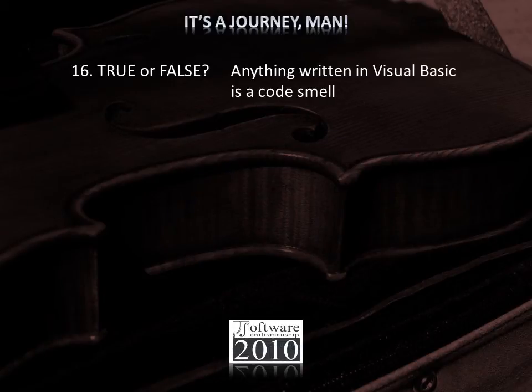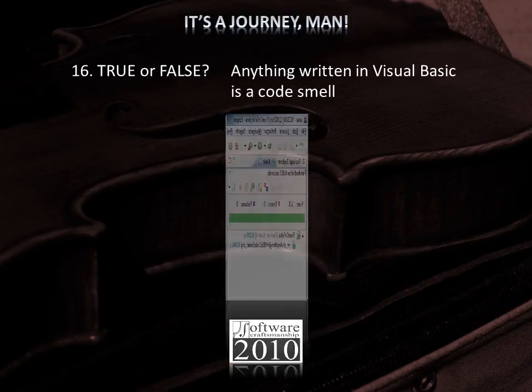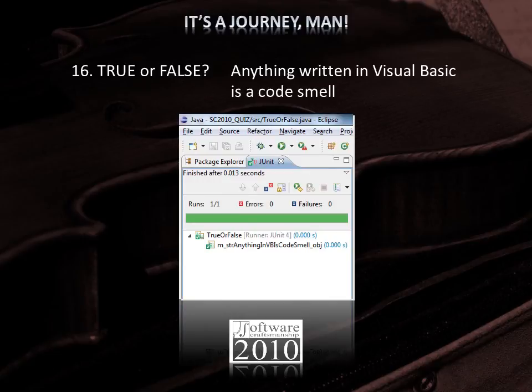And finally, to question 16. True or false? Anything written in Visual Basic is a code smell. It's true. Obviously it's true. And here's the proof.